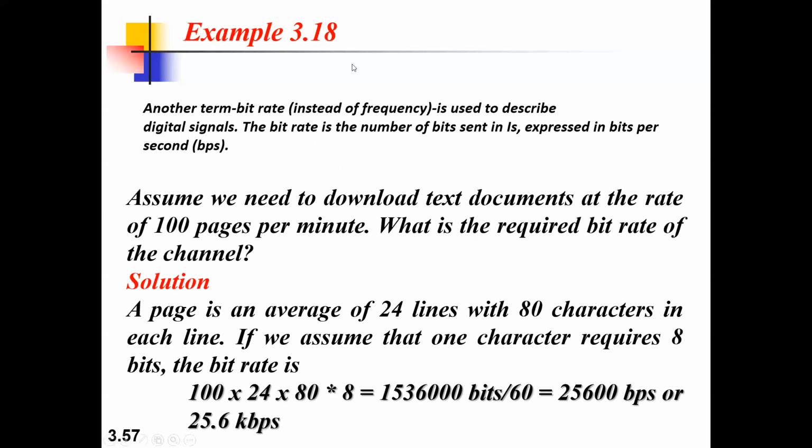One example here, I think this question is based on bit rate. It says, assume we need to download text documents at the rate of 100 pages per minute. What is the required bit rate of the channel? Assuming a page has 24 lines on average and 80 characters in each line, and one character requires 8 bits, the bit rate is 100 pages by 24 lines by 80, and then by 8. That gives you 1536 and divide by 60, because there are 60 seconds in a minute, right? So that gives you an answer of 25,600 bits per second or 25.6 kilobits per second.